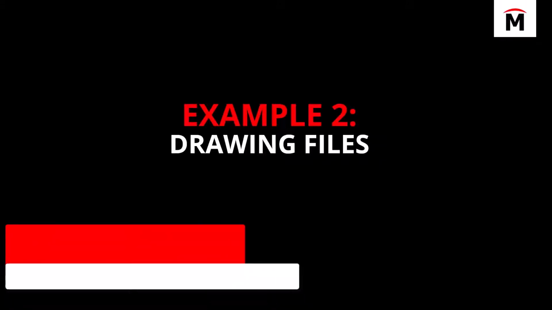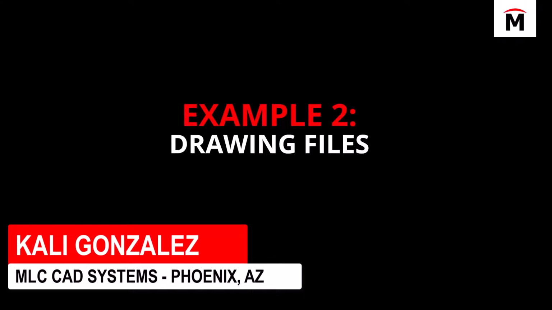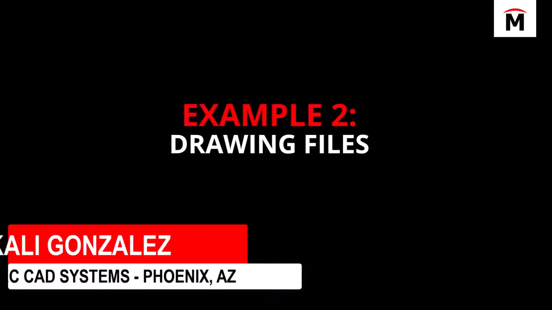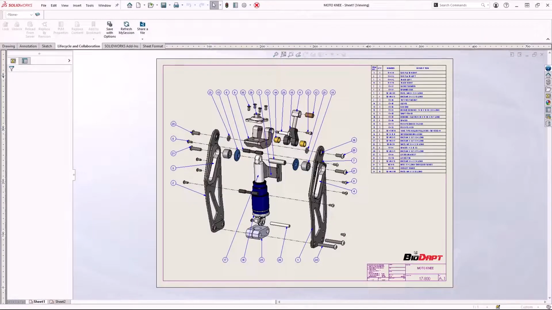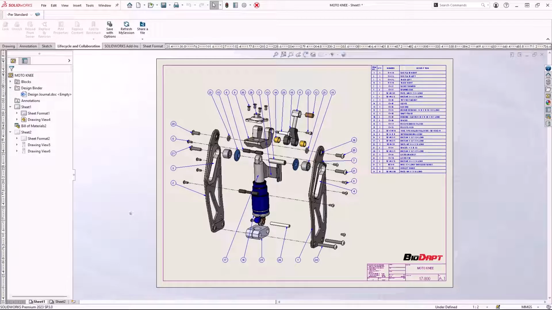The second example I want to talk about is specific to drawing files. Now, parts of the assemblies are going to behave similar to what we just saw in example 1, but drawing files allow us to export to some different file types such as PDFs and DWGs, which is really what I want to show you. DXF files as well.